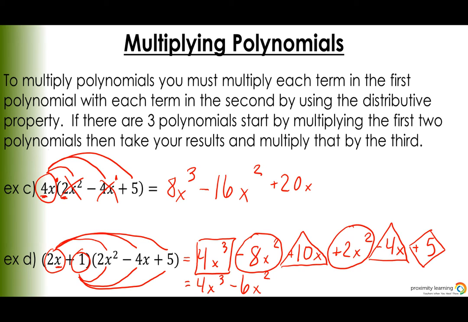Now we're going to look at the triangles, all the x to the first. 10 plus -4 gives us +6, then we add the variable, and poor little constant +5 is all by himself. So 2x plus 1 times 2x squared minus 4x plus 5 gives us 4x cubed minus 6x squared plus 6x plus 5.